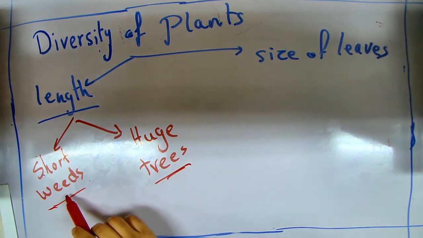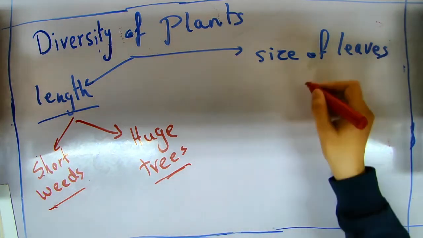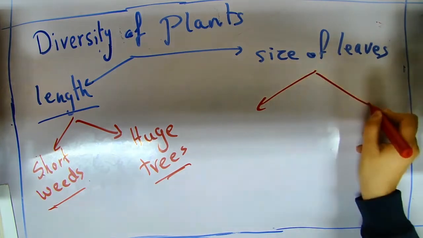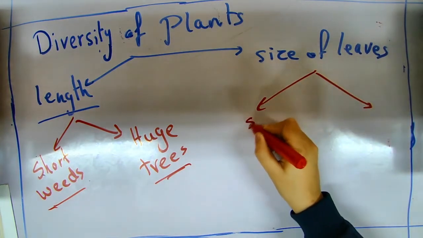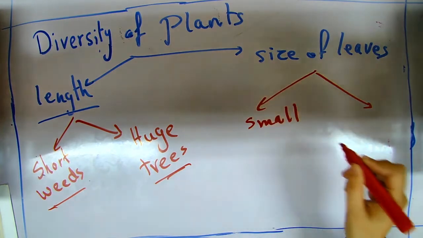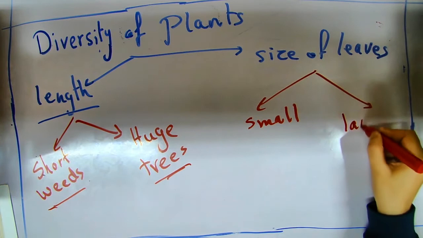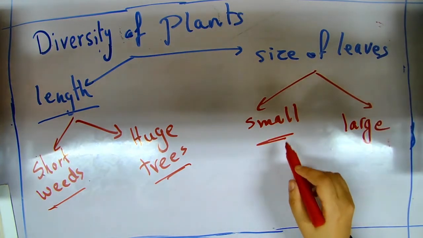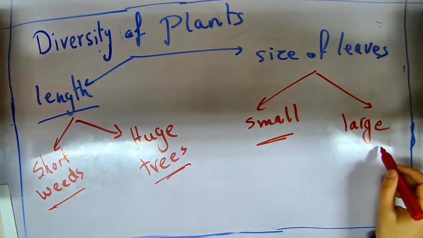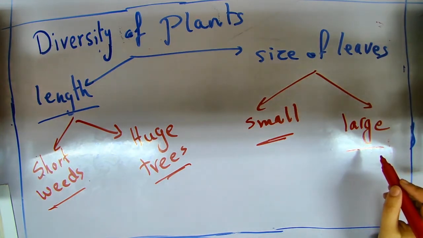Short ones like clover and gambir, but huge trees like camphor and palm tree. About the size of leaves, some of them have small sized leaves and some of them have large sized leaves. Small sized leaves like malaria plant, but large sized leaves like banana plant.